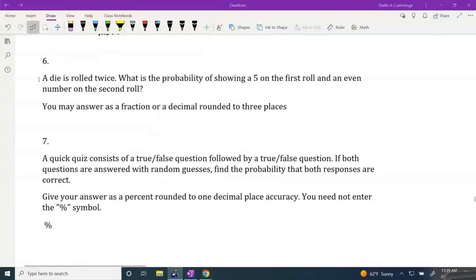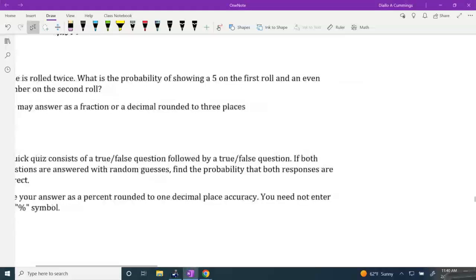All right, 6 says a die is rolled. So whenever you see die, that's a 6-sided die, unless it says otherwise. And there is another question on here where you're using something other than a 6-sided die. So we're rolling the die twice. What is the probability of a 5 on the first roll and an even number on the second roll? All right, so we're going to map out 2 outcomes.